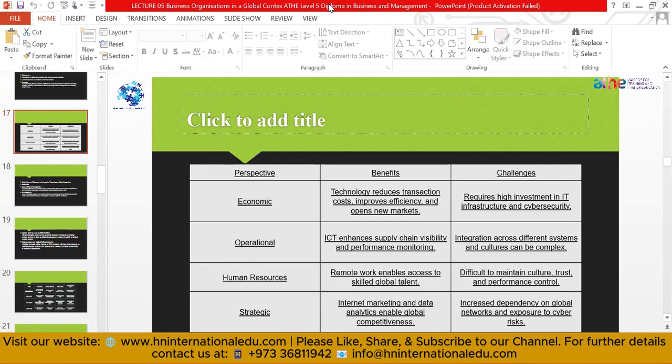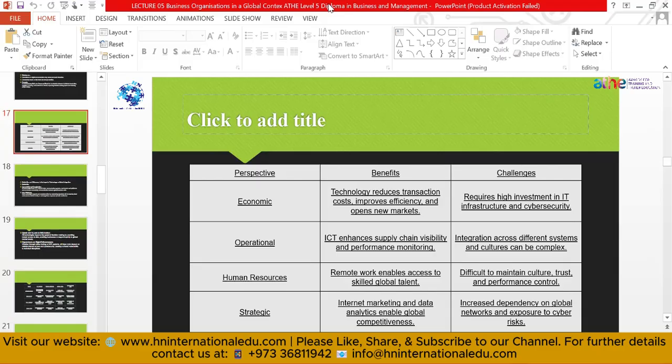We have perspectives, we have benefits, and we have the challenges. The first perspective is from the economic side, that is the technology reduces the transaction cost, improves efficiency, and opens a new market. How tech reduces the transaction cost? Now, we do have to pay the charges on the online payments as well, but they are not enormous, huge. Challenges, it requires high investment in the IT infrastructure and cybersecurity because you have to maintain the security as well.